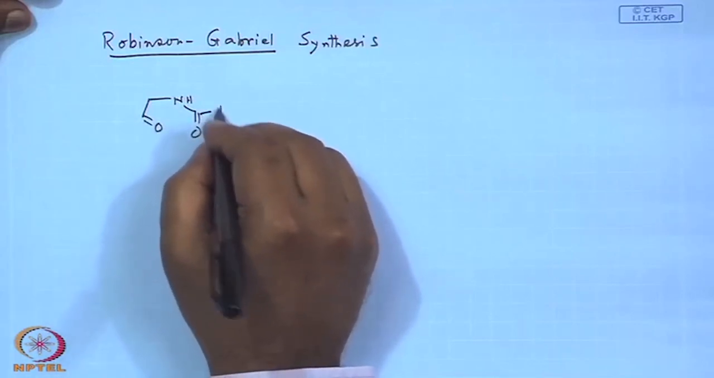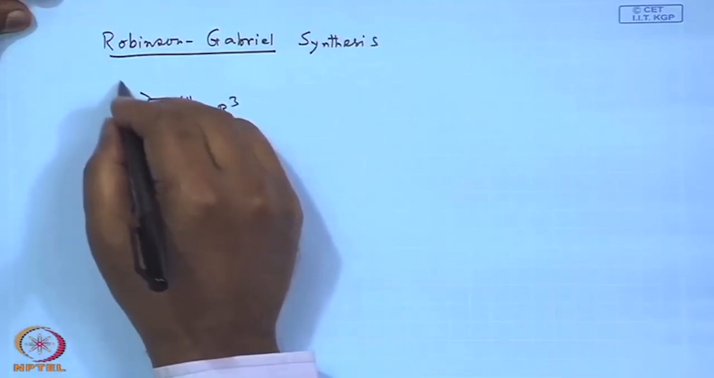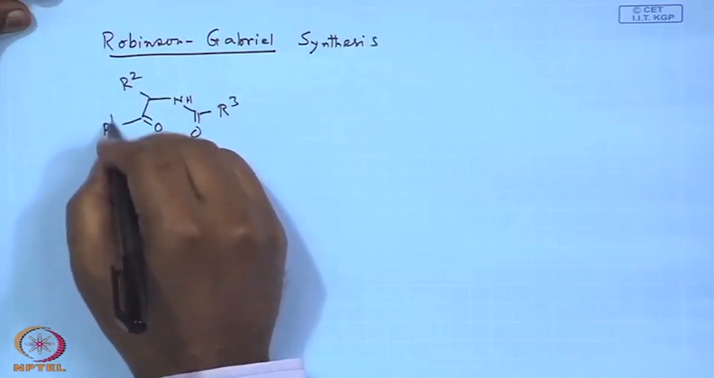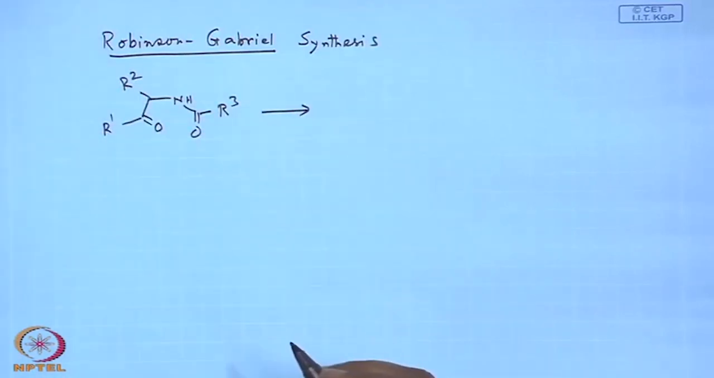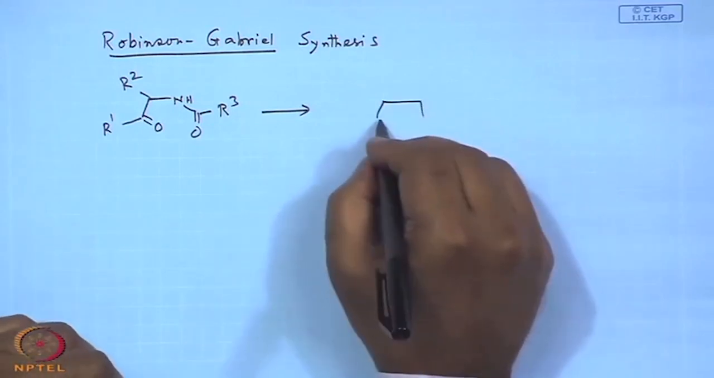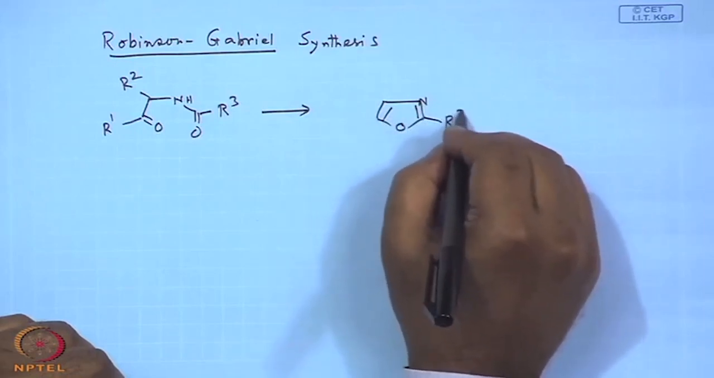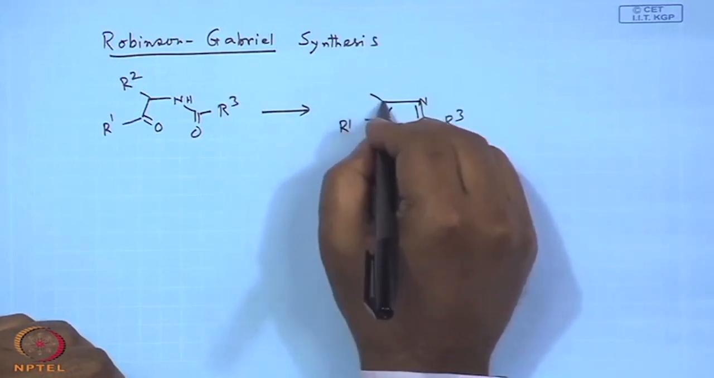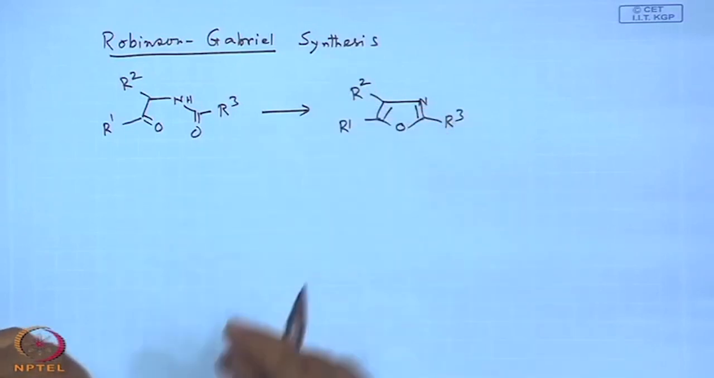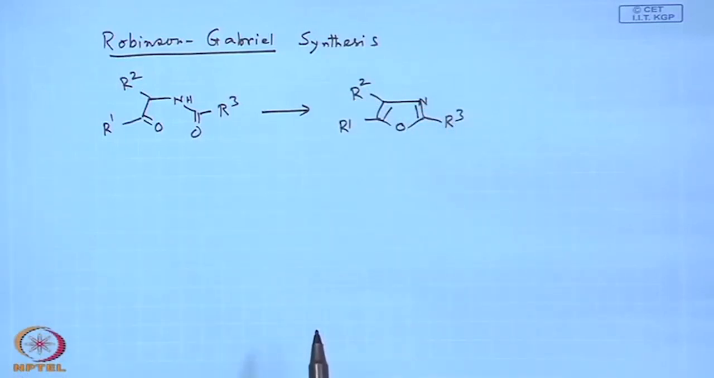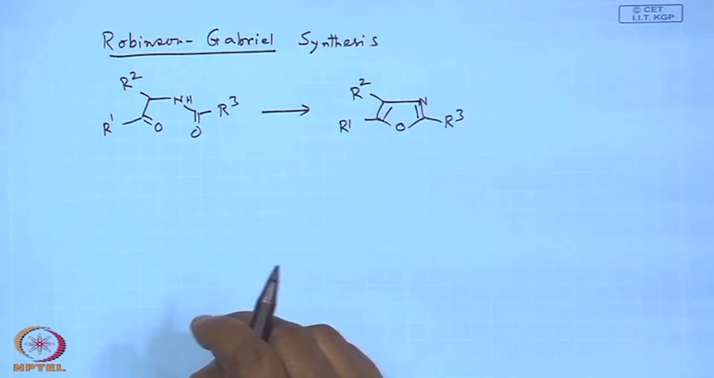acyl amino compounds, the same thing we wrote before, now in the forward mode, and we have to reach the target here, the oxazole. Now, you have to find out the reagent. As before I said, you have to examine either the mechanism, if you are comfortable with it, or you can just evaluate the oxidation numbers. I hope all of you recall this oxidation number method.